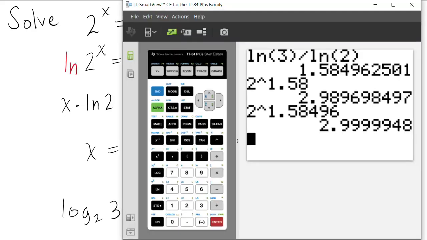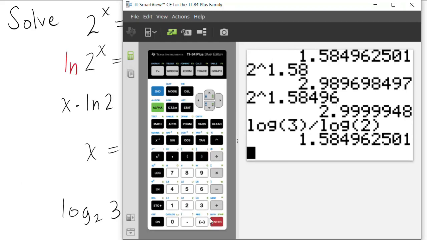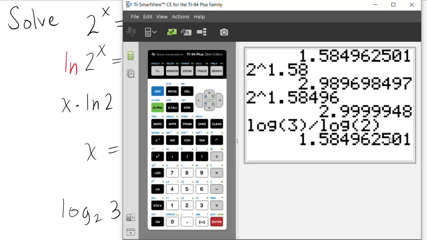But going back to the calculator, if we had done the common log of 3 divided by the common log of 2, it's going to give us the exact same result. You can see it's the same decimal. The base that you choose doesn't matter. Based on the calculator that I'm using, the smart bases for me to use would be natural log and common log because I have buttons for those. It will just be convenient. But you can in fact use this for any base.